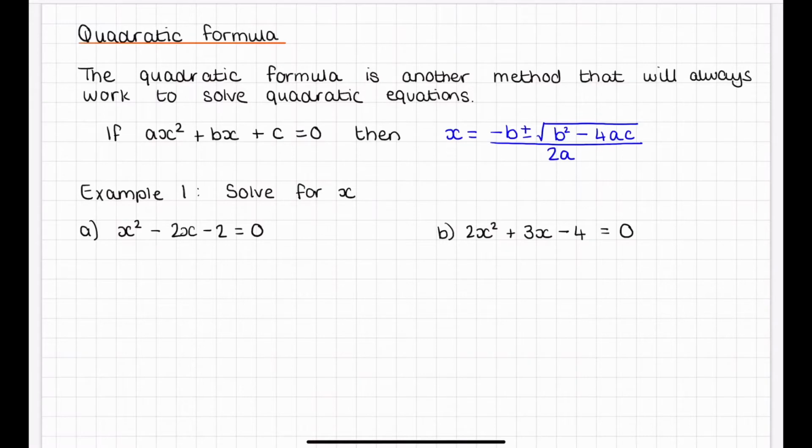So the quadratic formula is another method that will always work to solve quadratic equations. If we have our quadratic equation, ax squared plus bx plus c equals 0, then we have this rule: x equals minus b plus or minus the square root of b squared minus 4ac, all divided by 2a.